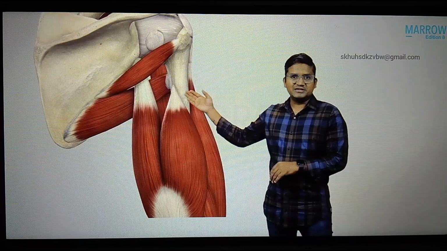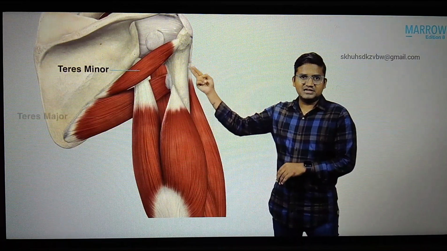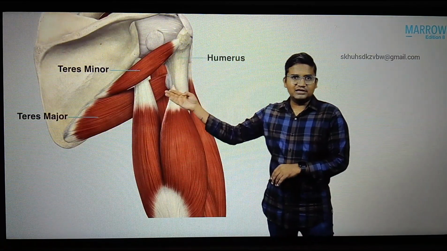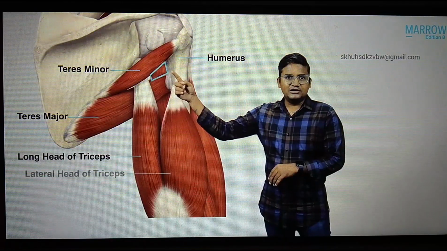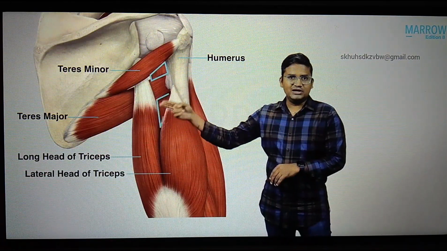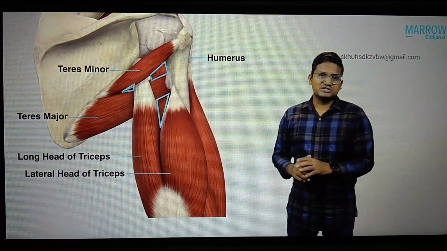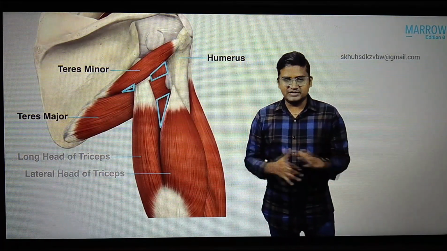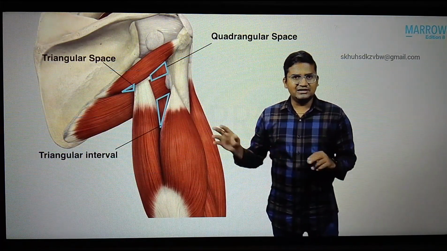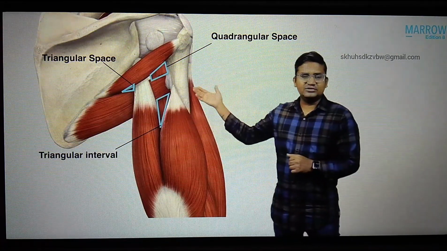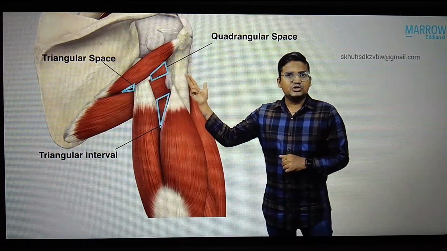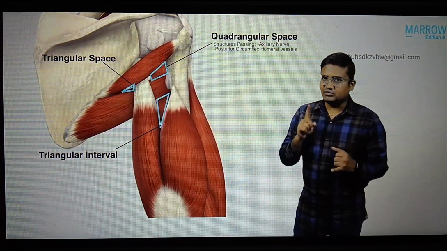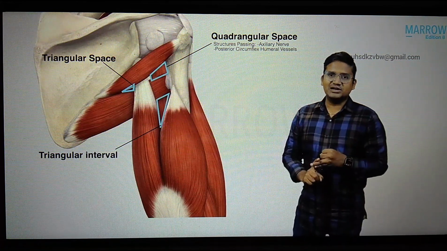So we are seeing some spaces here between teres major, teres minor, the humerus bone, and the long head of triceps. That is a quadrangular space. This is a triangular interval, and we also have the triangular space. We know the boundaries of these spaces. We discussed these spaces, so I'm not saying the boundaries again. I'll say the contents. What is the structure passing through the quadrangular space? The quadrangular space: axillary nerve and one artery, posterior circumflex humeral vessels.